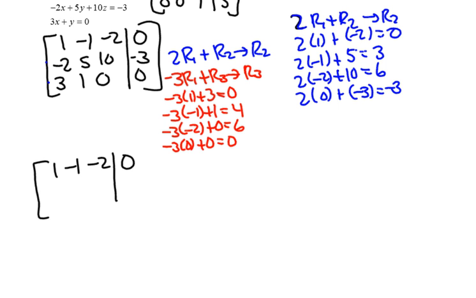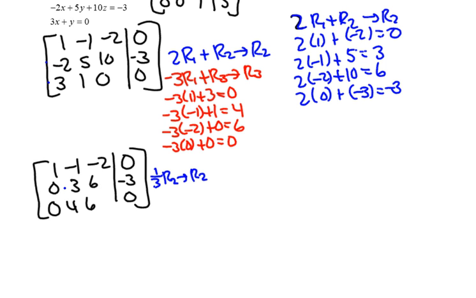Row 2 now is 0, 3, 6, and negative 3. And row 3 is 0, 4, 6, 0. So now the first column for this is completely done. So now let's go to the second column. This 3 here needs to be a 1. Okay? So what's one way I can do this? I can multiply the second row by 1/3. So again, the other two rows are not affected now.